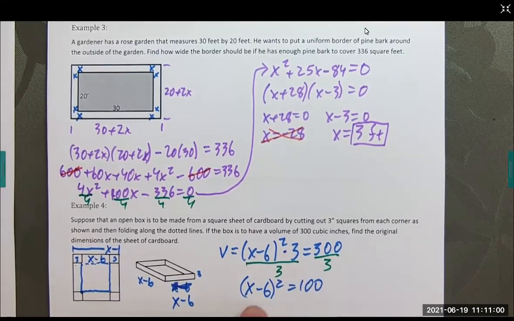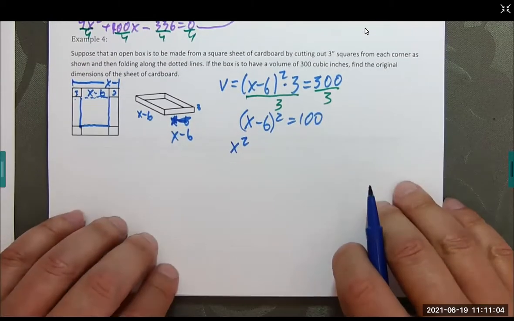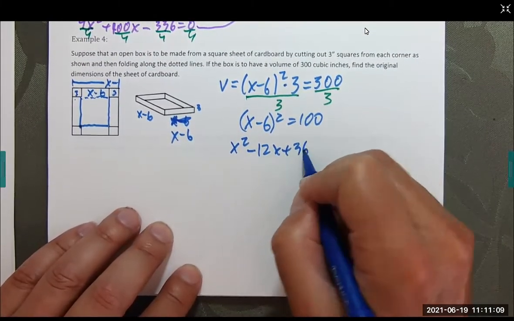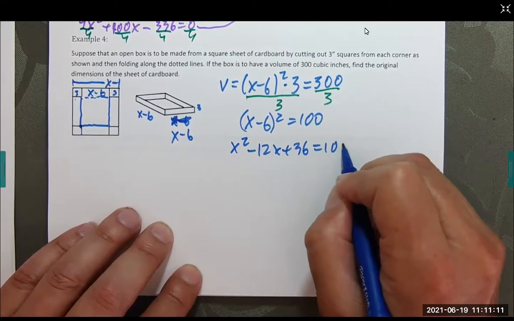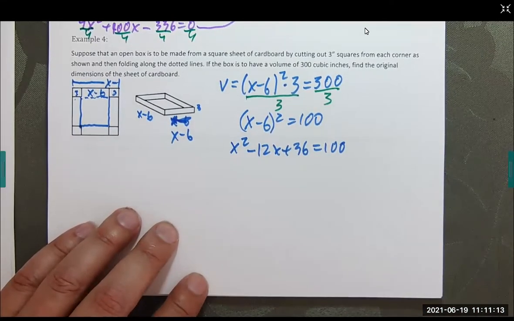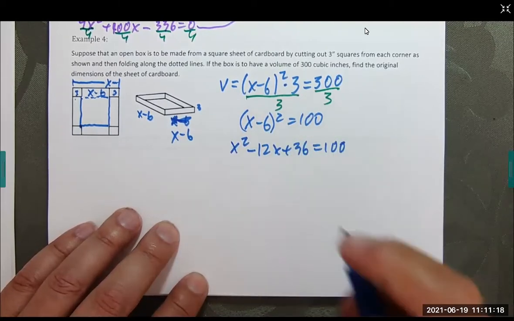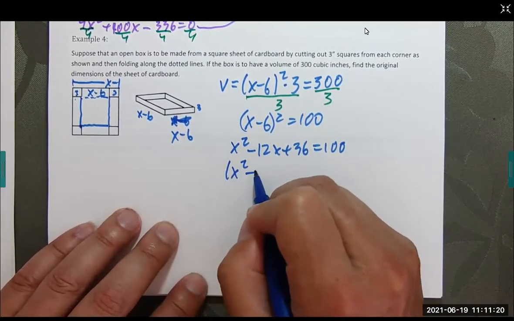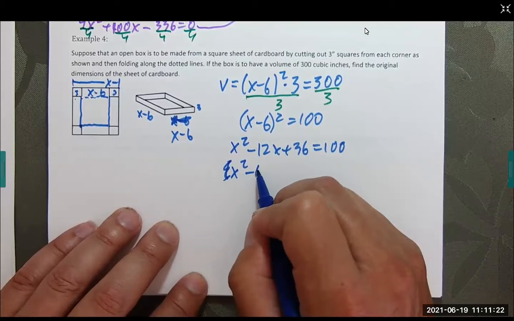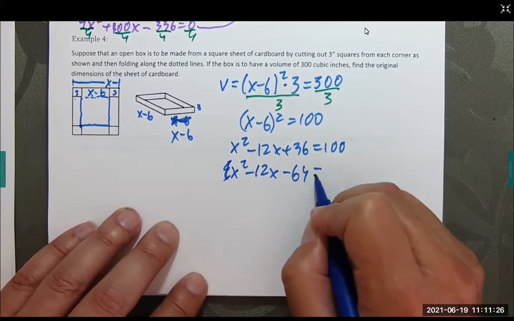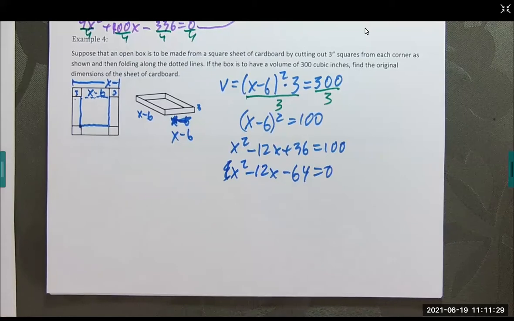I'm going to go ahead and FOIL that out. We get x squared minus 12x plus 36 equals 100. Moving that 100 over, so 36 minus 100, x squared minus 12x minus 64 equals 0.